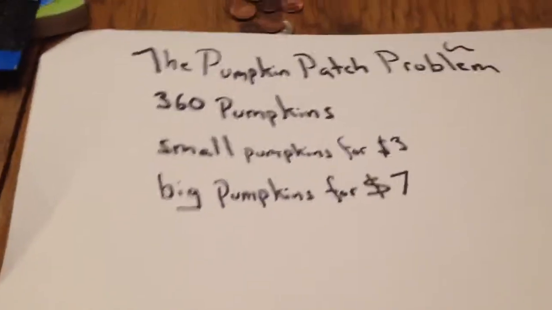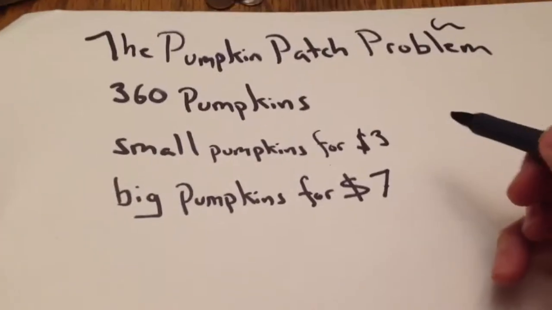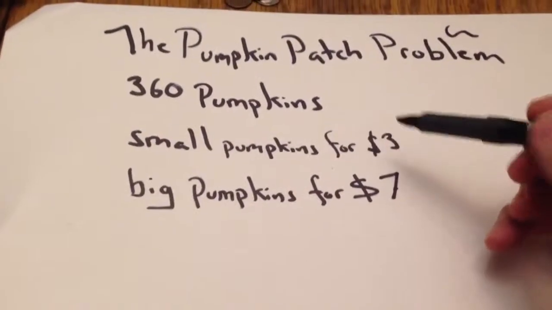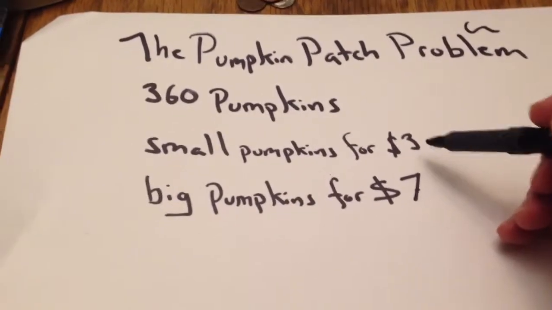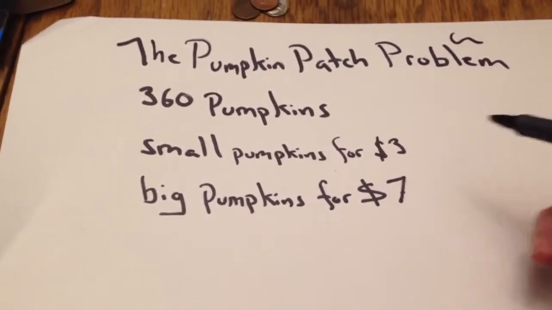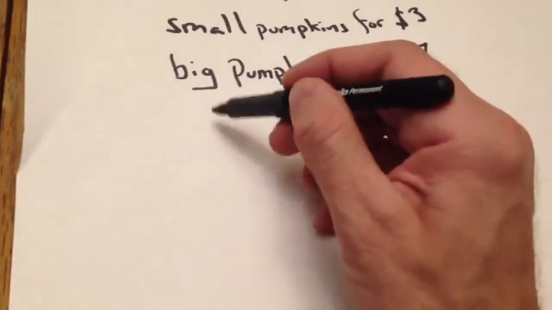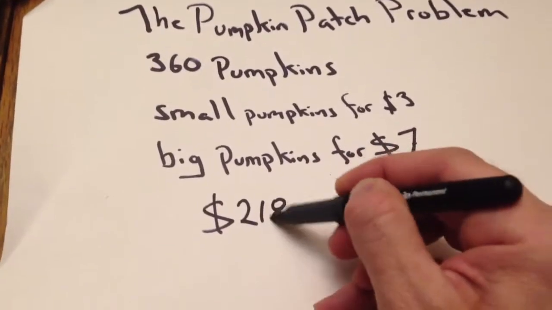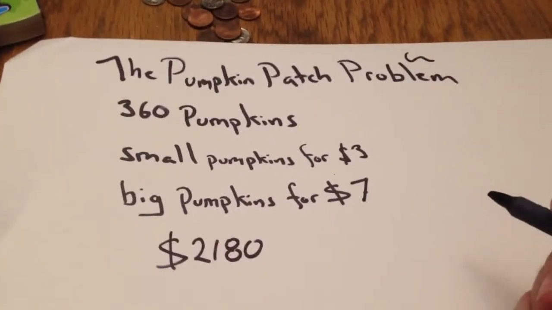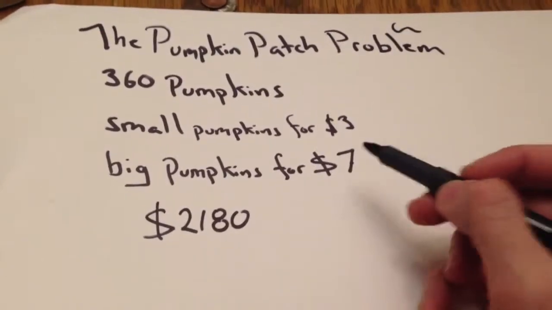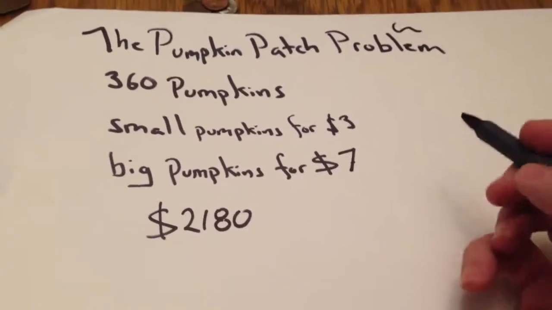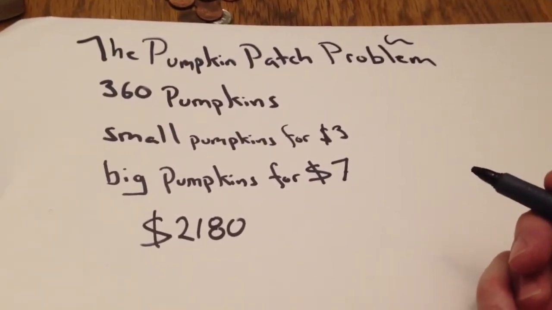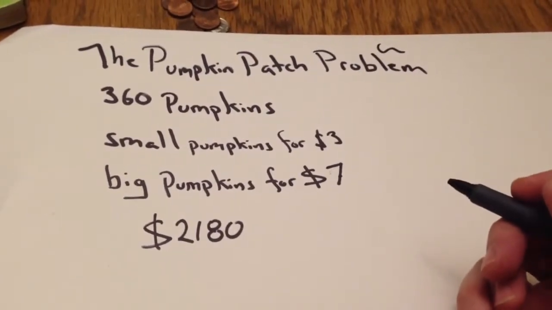All right. So as we see here, this is the pumpkin patch problem. We have a farm that grows 360 pumpkins, and they sell the small pumpkins for $3 and the big pumpkins for $7. No, they sell $2,180 worth of pumpkins. Now the question is, how many big pumpkins did they sell and how many small pumpkins did they sell? Well, right away, we've got a nice little equation that we can write.